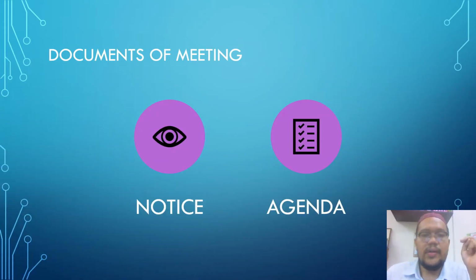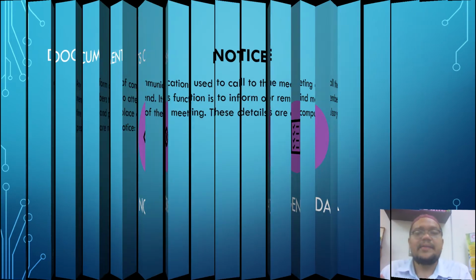These are the two documents of a meeting that you have to understand. This is very important, and they must be prepared before the meeting is held. First is the notice, second is the agenda. What is a notice, what is an agenda? We are going to look at this slide.